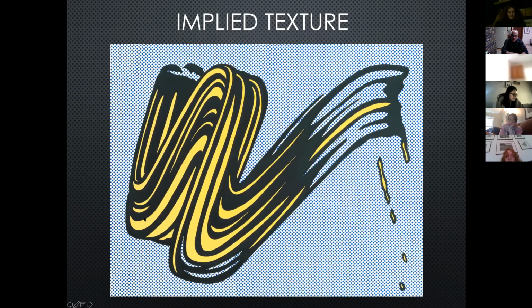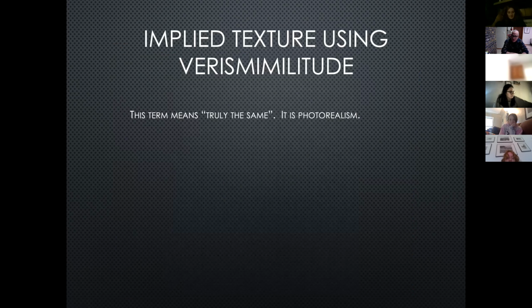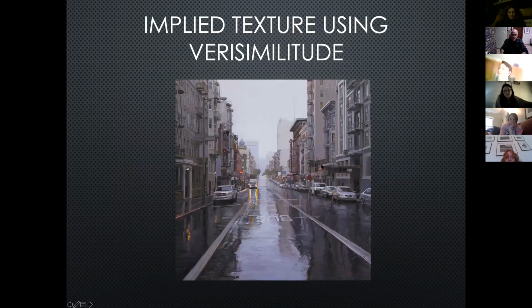So implied texture, there's also another name for it. You can have implied texture using verisimilitude. And what that means is it's truly the same, it's photorealism. So when people are using photorealism, they'll use, I always have trouble saying it, verisimilitude to imply texture.